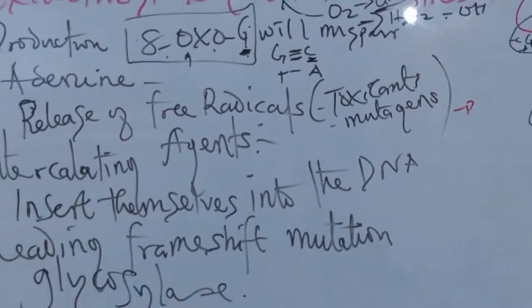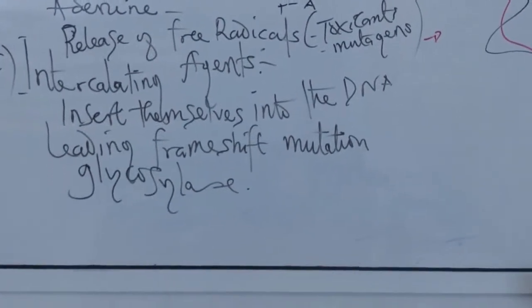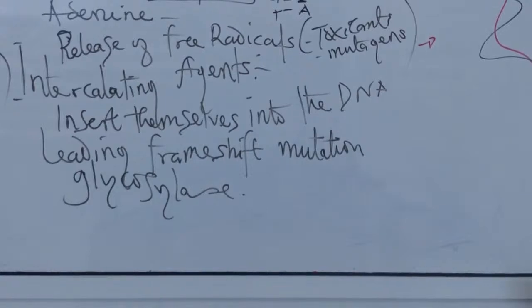Okay, so apart from that, the third category of chemicals that can cause chemical damage are the group called intercalating agents. They only perform their havoc when they wrap themselves on DNA. They just wrap themselves on DNA, thereby leading to a kind of frameshift mutation. And we also know what that is going to be.